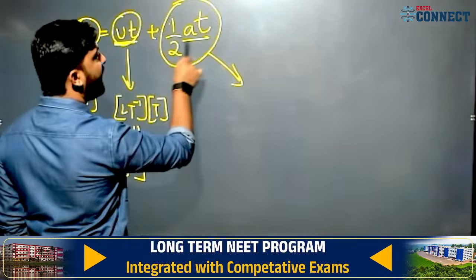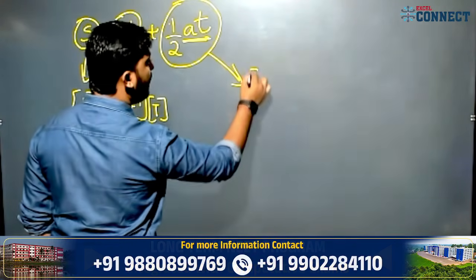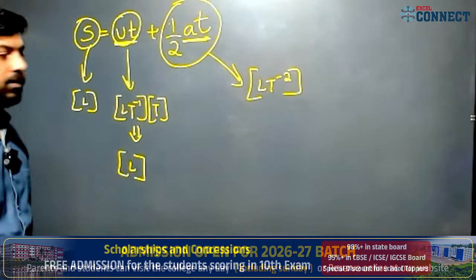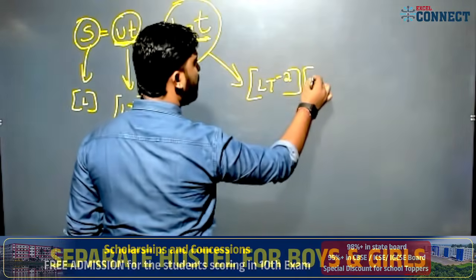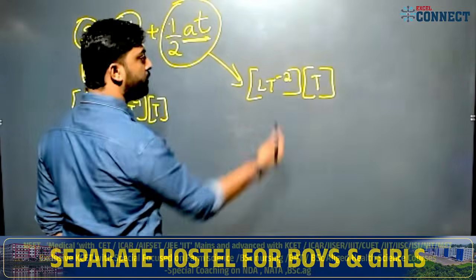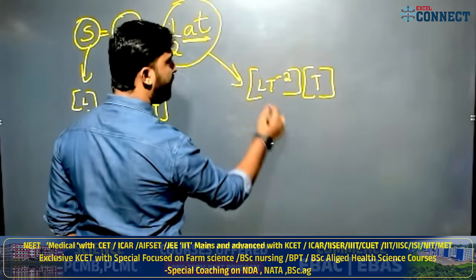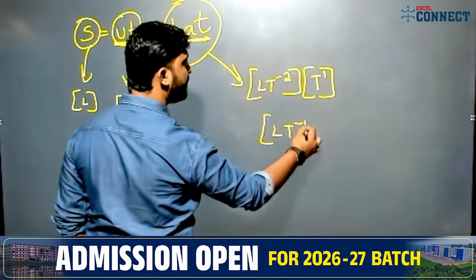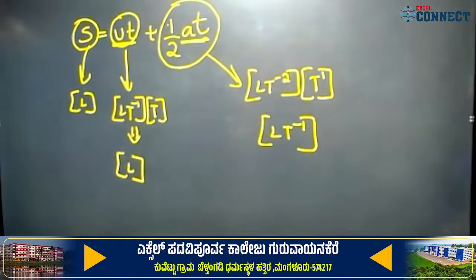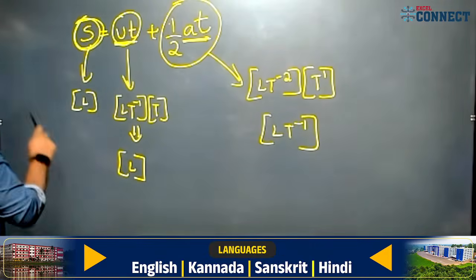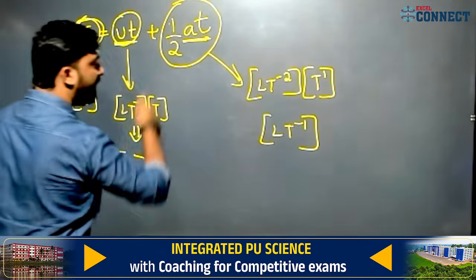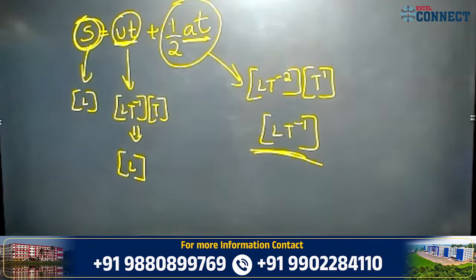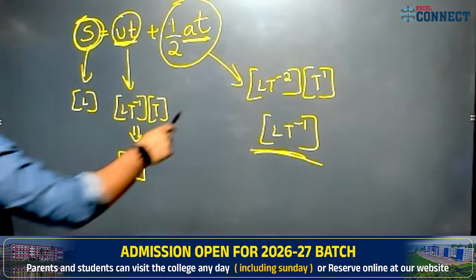So here what is there? a and t. So what is the dimension of a? Dimension of a is L T-2. What is the dimension of time? Here T is the dimension, in square brackets T. So if we solve this, what is left here? L. It is minus 2 plus 1. So the answer is L T-1. Okay, so look here, what is the dimension of the first term? L. What is the dimension of the second term? L. But what is the dimension of the third term? L T-1. So here the dimensions are not the same, so the equation is wrong.